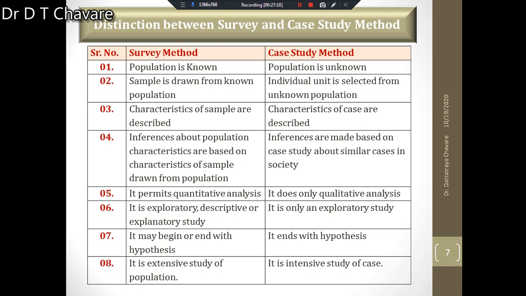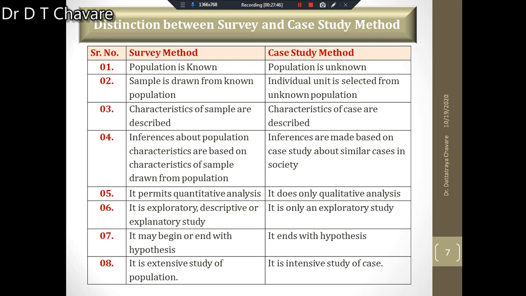Then third difference we have to study here, characteristics of sample are described in survey method. And what happened in case study method? In case study method, characteristics of case are described, not a sample. Cases are described. Okay.